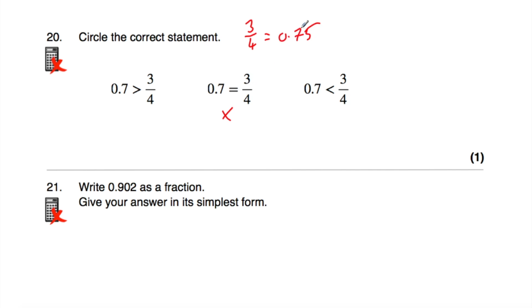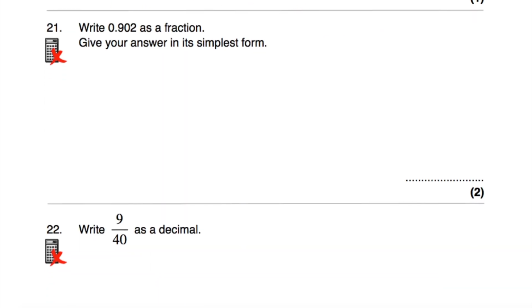Well, let's consider 0.7. 0.7 is less than 0.75. So here, let's just replace the 3/4 with 0.75 and see which one's correct. This one says 0.7 is bigger than 0.75. Well, that's not true. So this one must be true then, that 0.7 is less than 0.75. Yeah, that's true. So let's circle it. And that's our answer. Okay, question number 21.